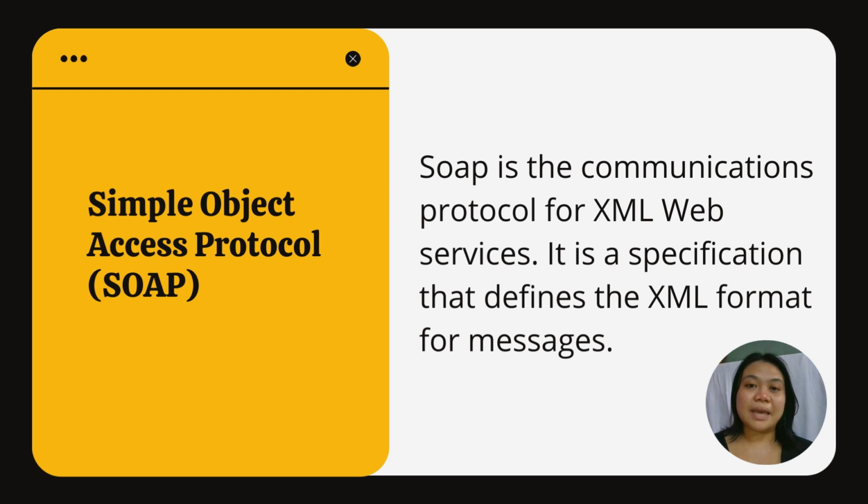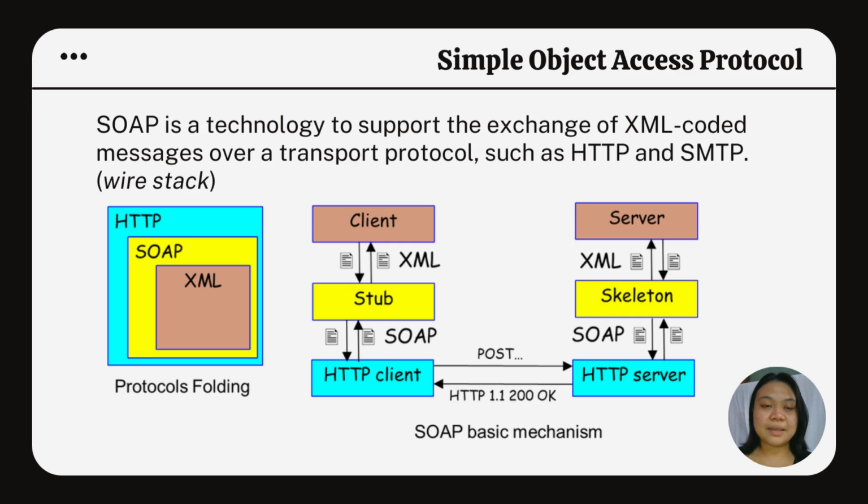Because HTTP and XML are widely supported, SOAP may be used as a remoting protocol in almost any solution. SOAP is a technology to support the exchange of XML-coded messages over a transport protocol such as HTTP and SMTP. The SOAP specification defines what an HTTP message that contains a SOAP message looks like. This HTTP binding is important because HTTP is supported by almost all current operating systems.